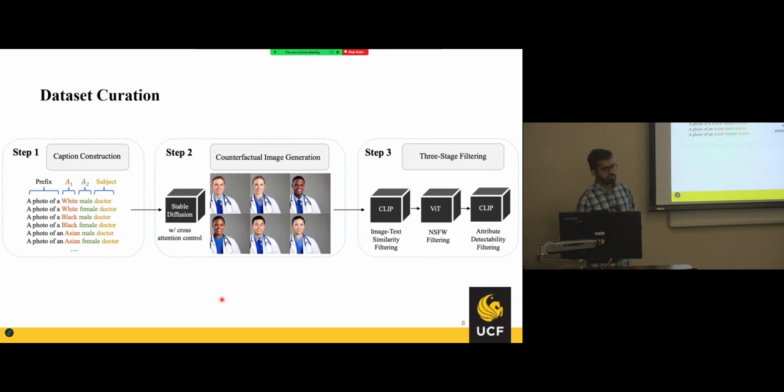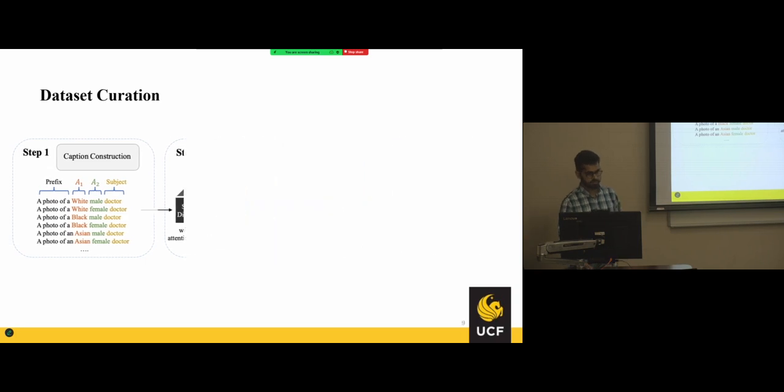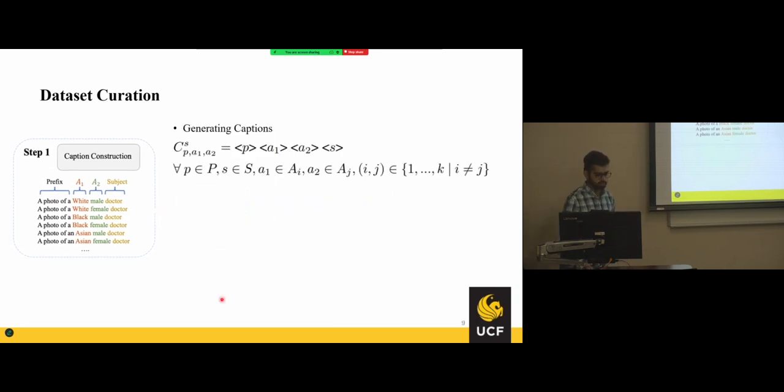Dataset curation. The dataset curation that the authors proposed is composed of 3 steps. Step 1, caption construction. In the first step, they come up with the captions, as you can see on screen, such as a photo of a white male doctor, and so on. For generating captions, the authors proposed a unique concept of counterfactual sets. The set is composed of a prefix, which in this case is a photo of, attribute 1, which is white, attribute 2, which is male, and then a subject. The subject is also called occupation in this context.